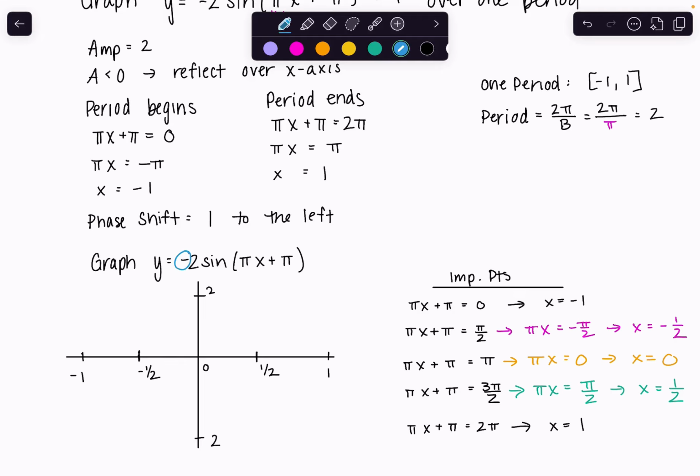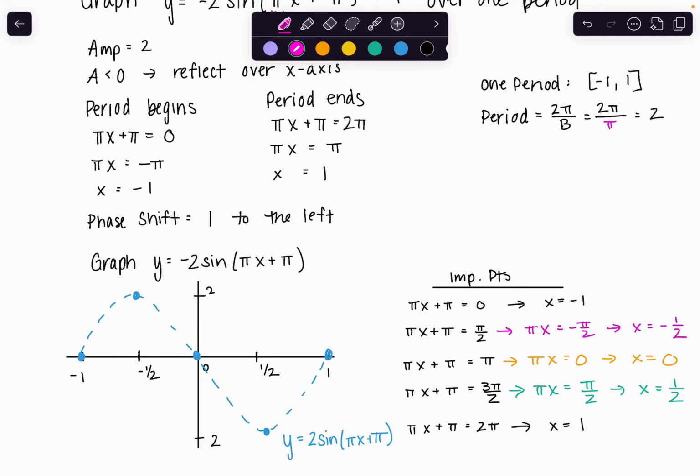So I'm going to ignore the minus sign first and graph my normal sine function. It starts at 0, goes up to 1, down to 0, down to my min, and then back up to 0. So this would be the graph if there is no reflection. So we'll go ahead and draw this as a dotted line. So this would be our graph of 2 sine of pi x plus pi.